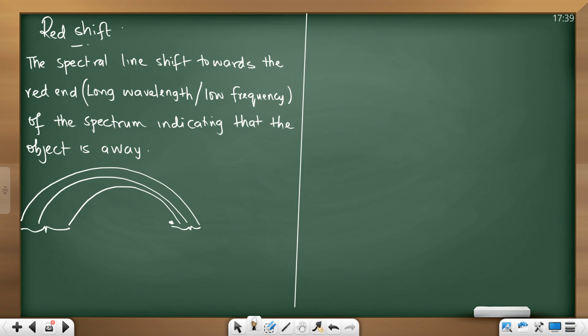Okay. What is this here? You can see the object is moving away. Hence we have long wavelength, low frequency. And this is red shift. But this is how they are going to test you in the exam.